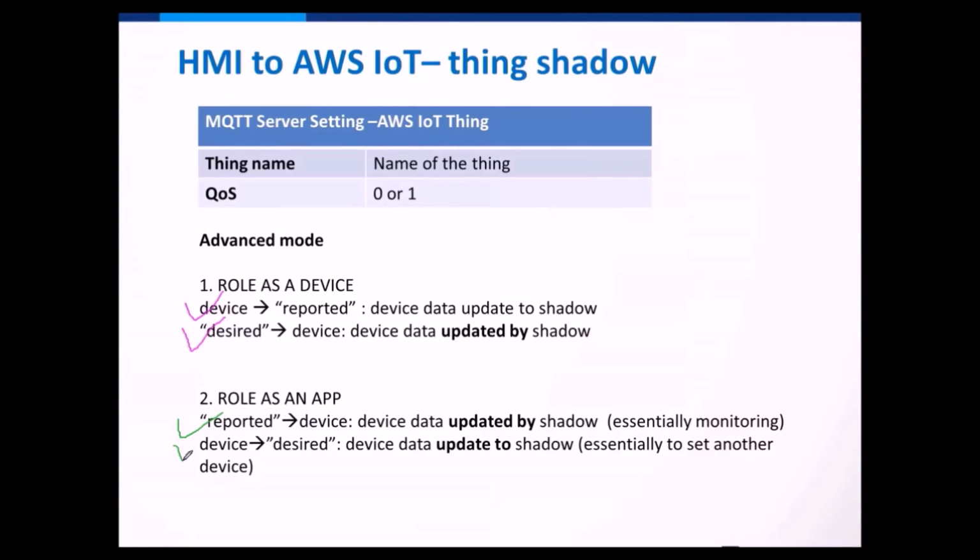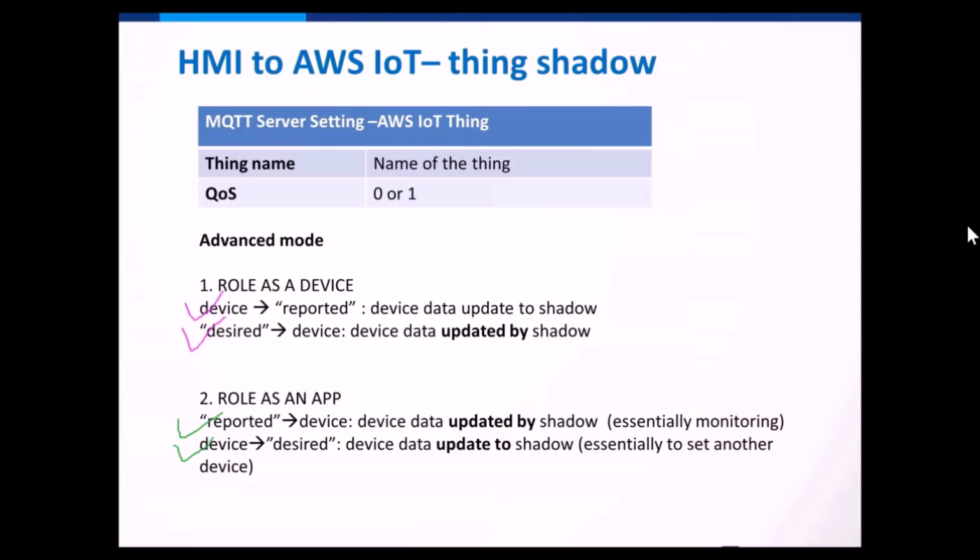And on the other hand, if you want to do a control, of course, the data will go from you to the desired part of the AWS IoT. So if you remember these four characteristics, then when you try to set up in EB Pro, you know exactly which one to use, depending on the role of this particular HMI in your complete system.